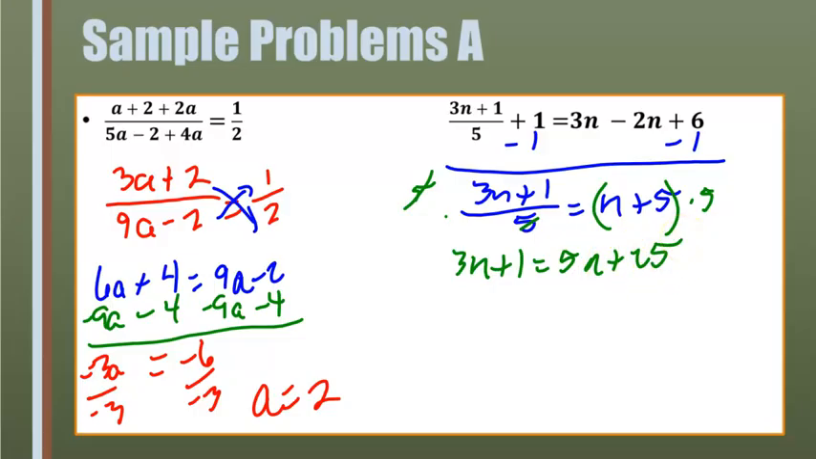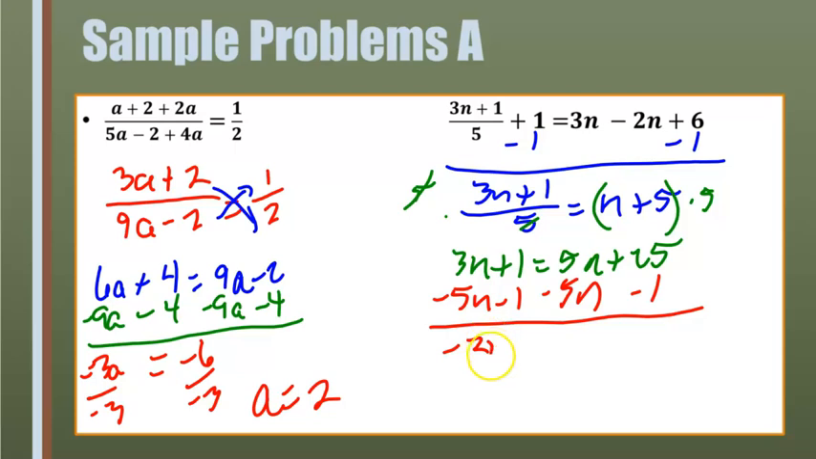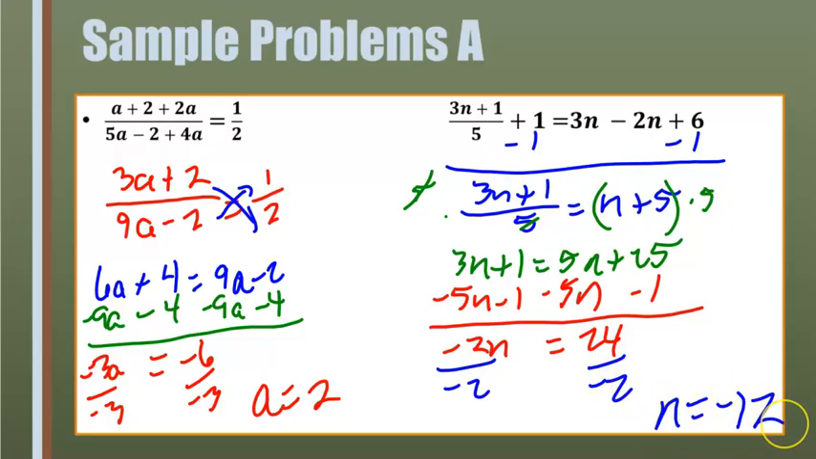I need all the n's on one side, so I'm going to subtract 5n on both sides and then subtract 1 on both sides. This is going to give us negative 2n equaling 24. And then to get n by itself, I'm going to divide by negative 2. And I'm left with n equaling negative 12.